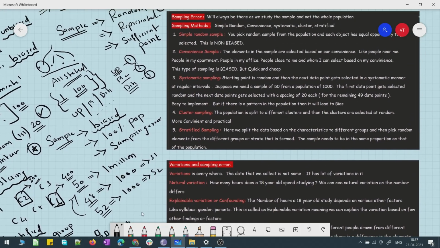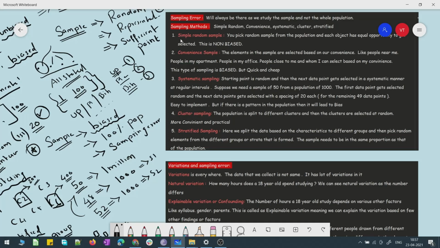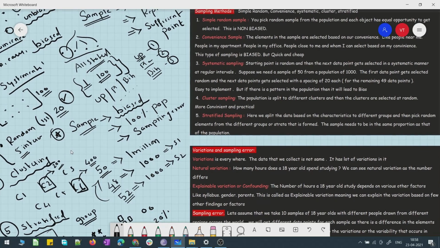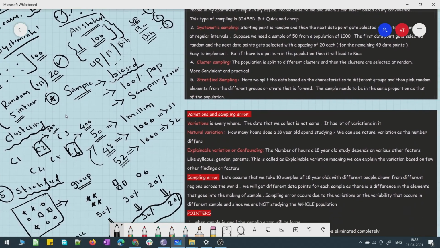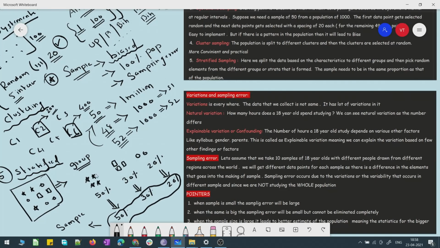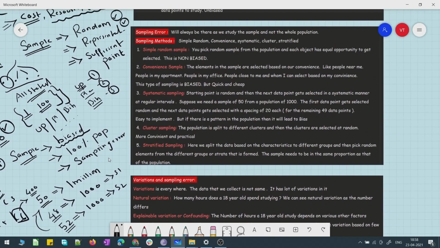So that's what I have discussed and written over here. We discussed simple random sample, where you pick things randomly. This is one of the best ways. Convenient sample is based on my convenience. Systematic means I pick things at regular intervals. In cluster sampling, I form different clusters and randomly select the clusters. In stratified sampling, I form strata or groups based on some characteristics, and then I form my sample based on what proportion of data I see in the population. So we covered all these things which I have mentioned over here.